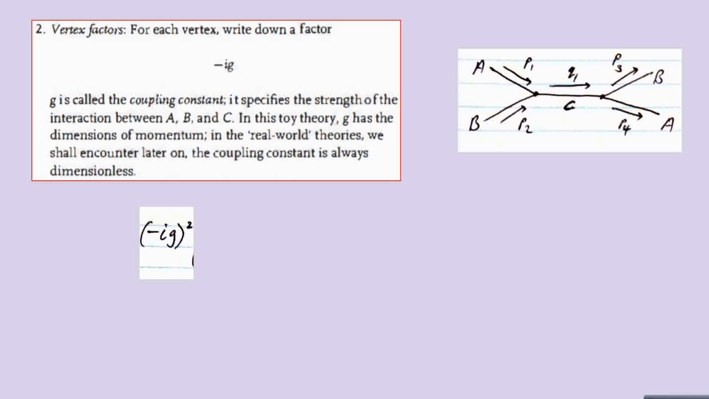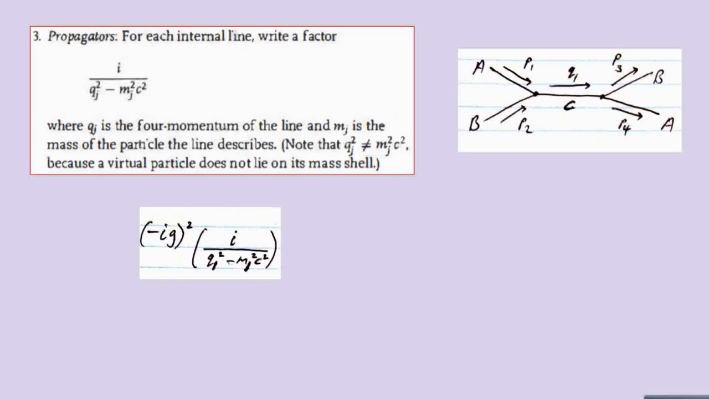Then we write down the vertex factor. There are 2 vertices for this diagram, so we write down minus i g squared. Next, we multiply in a factor of i over qj squared minus mj squared c squared for each internal line. We only have one internal line, just like in the previous diagram, so we multiply by one of those.